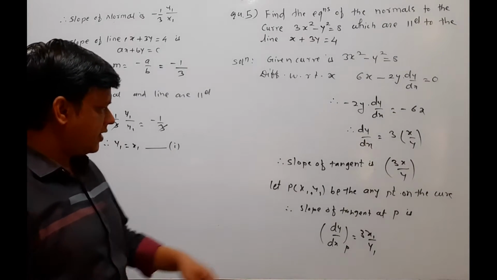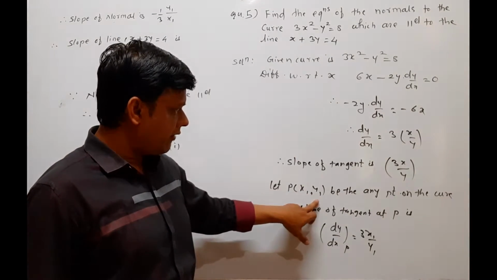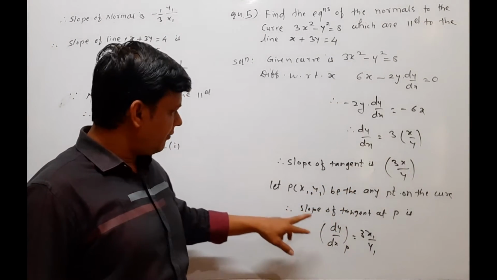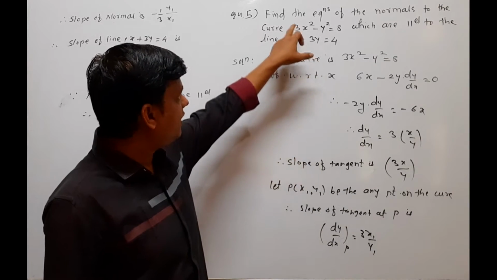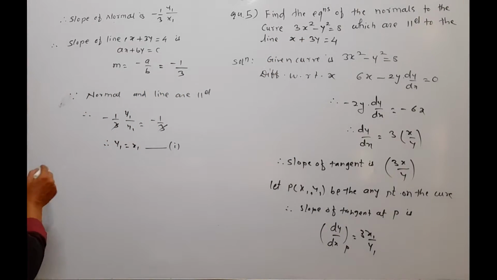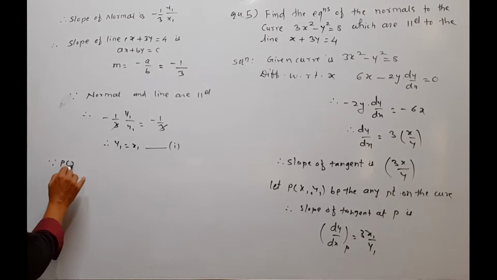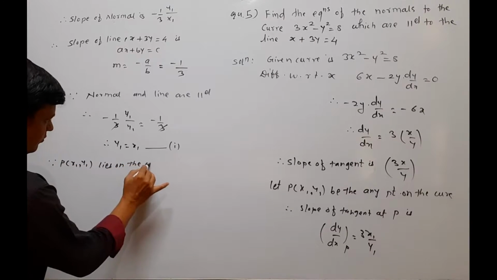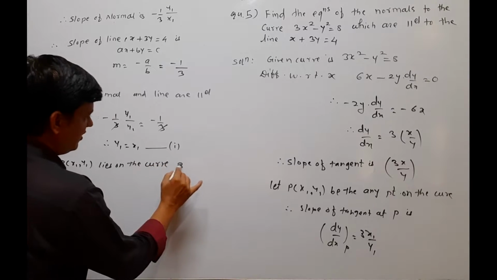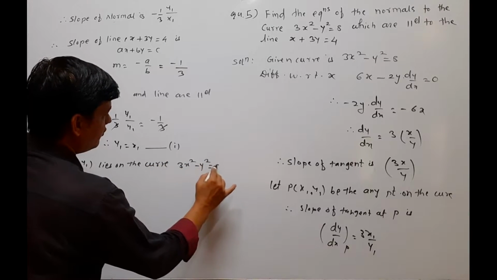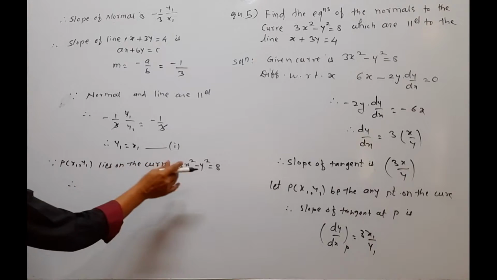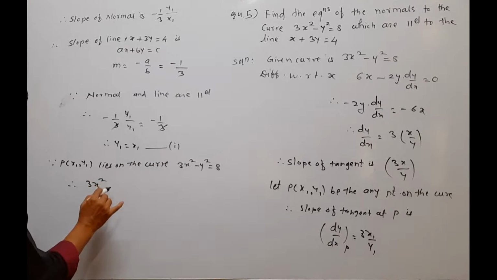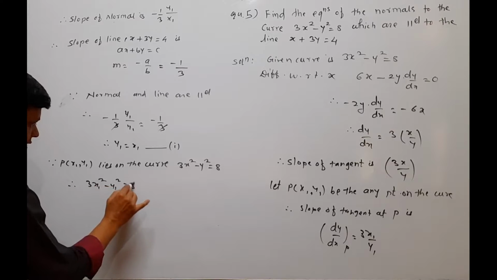Now see here, this point P of x1 y1 lies on the curve. That means this point must satisfy the equation of curve. So we write here, since P of x1 y1 lies on the curve 3x square minus y square equals to 8. Therefore, we write here 3x1 square minus y1 square equals to 8.